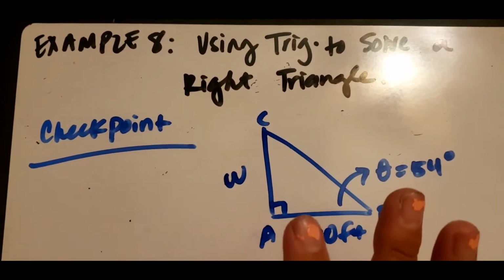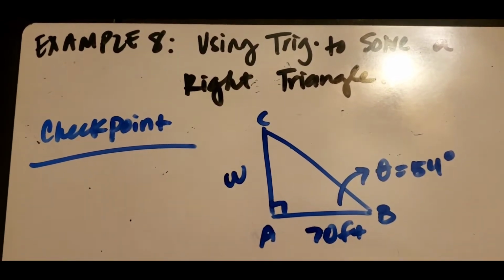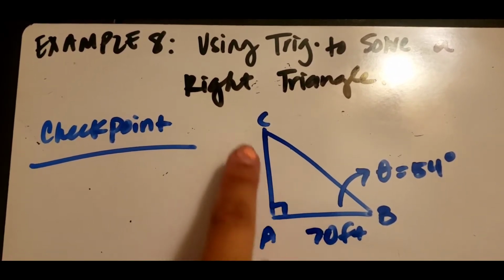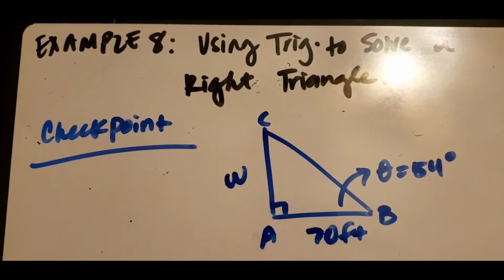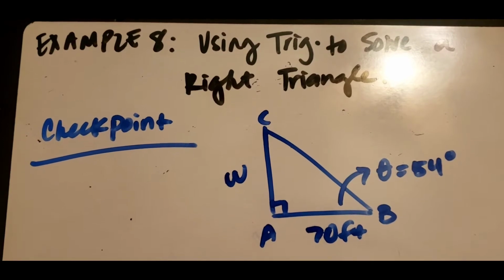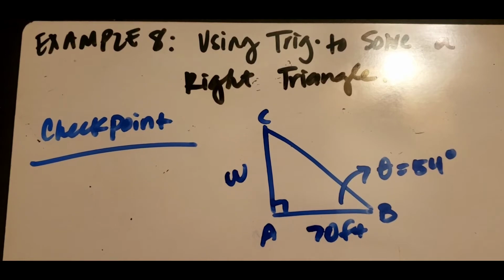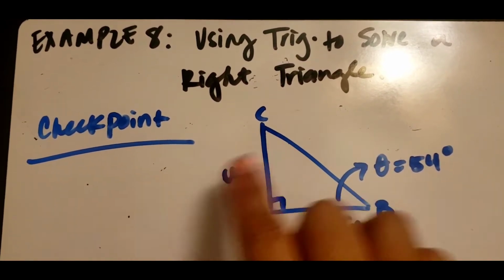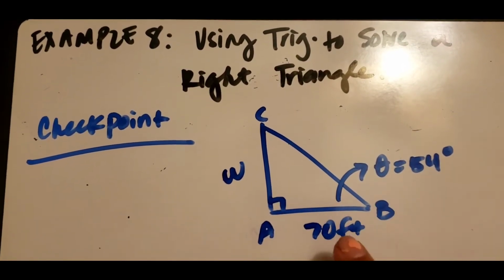Let me read you the example that's in the book. It is not the checkpoint, and it's not the actual example, okay? But let me read it to you. A biologist wants to know the width, which is W, of a river in order to properly set instruments for studying the pollutants in the water. From point A, the biologist walks downstream 70 feet and sights to point C. From this sighting, it is determined that theta is 54 degrees. How wide is the river?